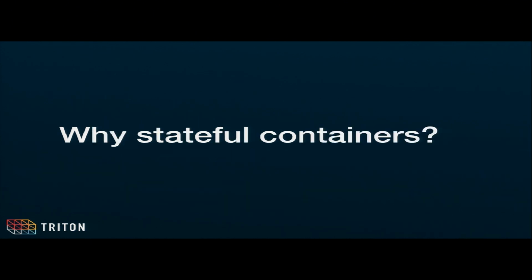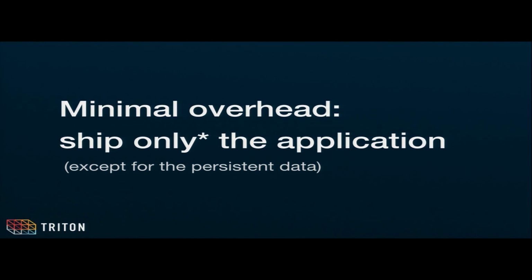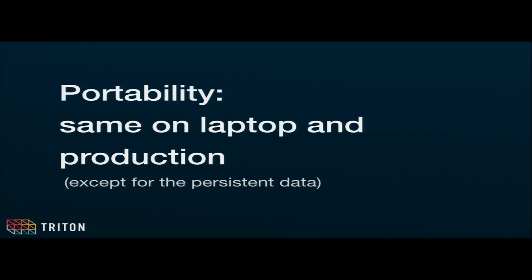Okay. So if all our stateless containers are really stateful in some way, then that starts to answer why we might want stateful containers. And it's all the same reasons that we wanted stateless containers, right? We have immutability, right? We can deploy a versioned artifact. Well, except for the persistent data. We have minimal overhead. We can ship just the application, except for the persistent data. And we have portability, right? Same thing in the laptop as you have in production, except for the persistent data.